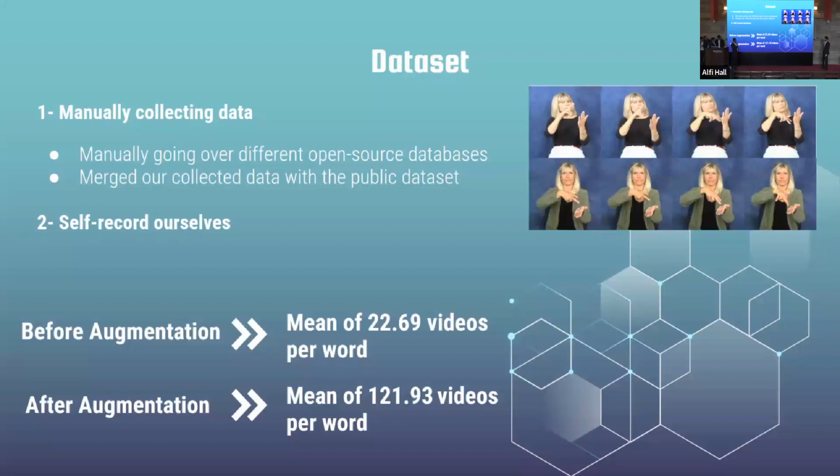Eventually, we were able to reach a mean of 22.69 videos per word before augmentation. And after augmentation, we were able to successfully reach an average of 121 videos per word. And at this step, we're ready to go to the next step, which is the data pre-processing phase.